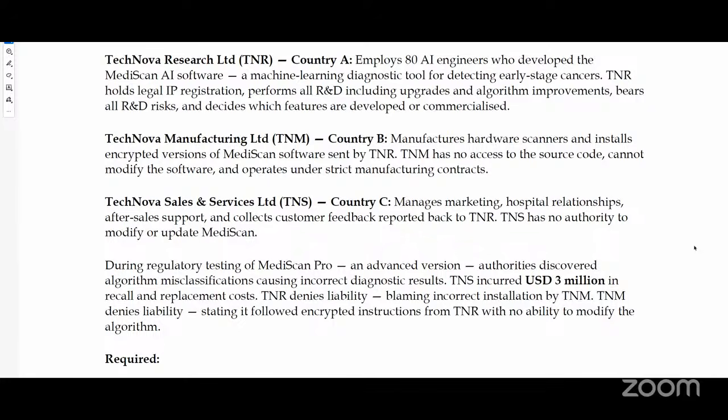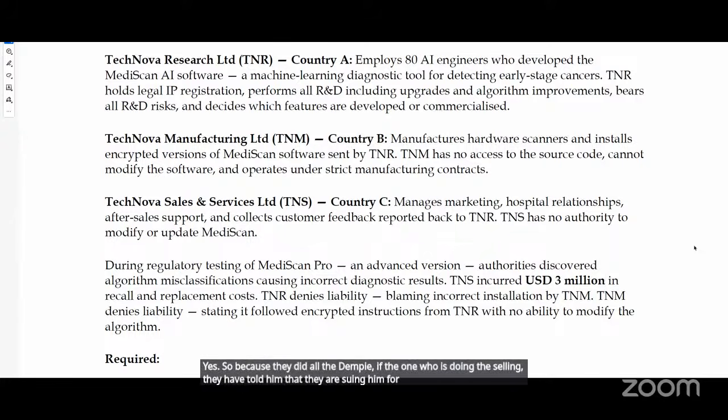Because of classification. Because when they develop the software, the DMP falls on TNR. They also bear all R&D risk. Yes. So because they did all the DMP, if the one who is doing the selling, they have told him that they are suing him for $3 million because the software that he brought has given incorrect diagnosis.